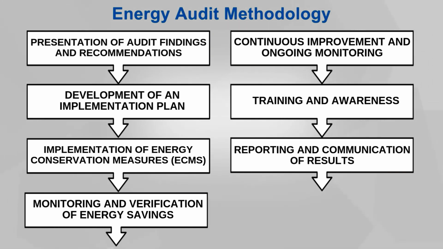Next one is feasibility analysis and prioritization of ECMs. The identified energy conservation measures are evaluated for their technical and economic feasibility. The audit team assesses the potential energy savings, implementation cost, and payback periods for each ECM. They prioritize the ECMs based on factors such as cost effectiveness, ease of implementation, and alignment with the organization's goals and resources, followed by reporting and recommendations.